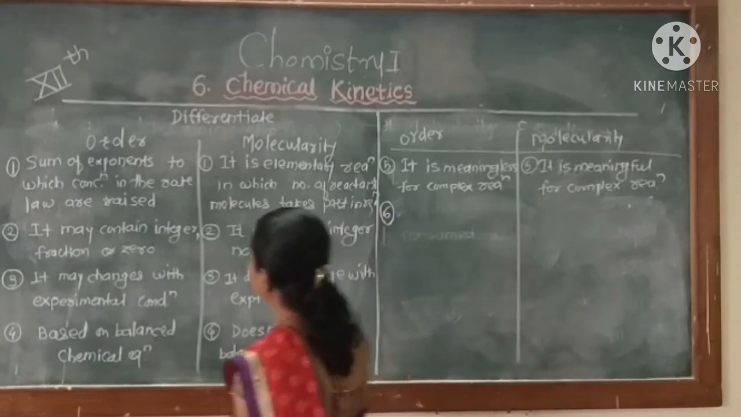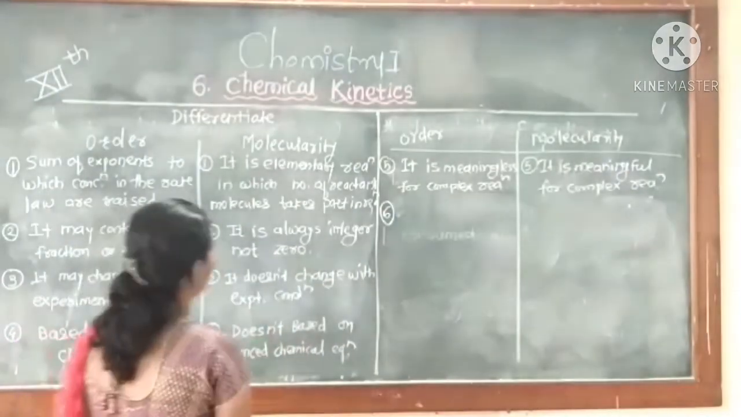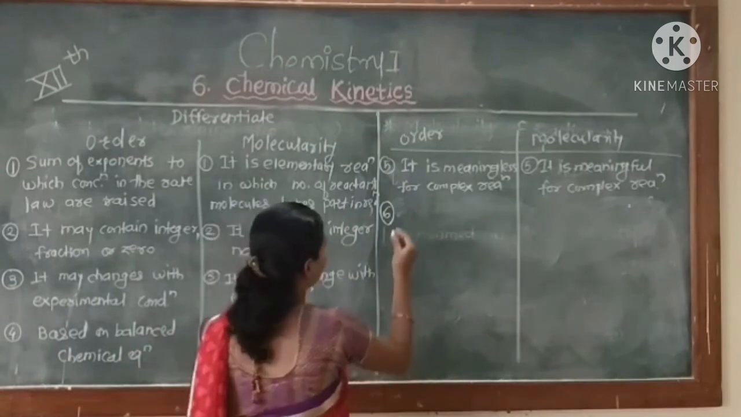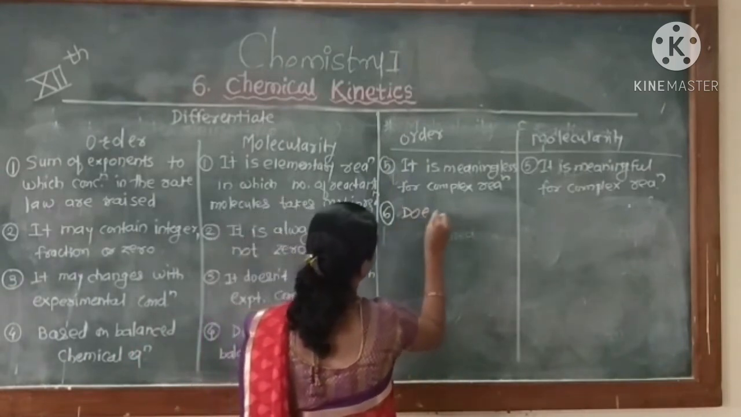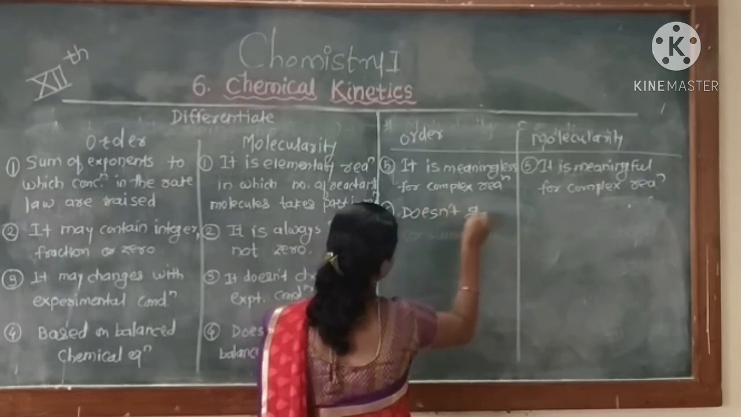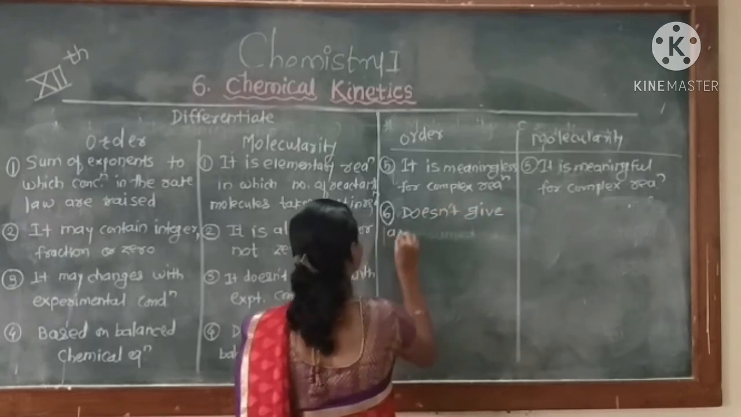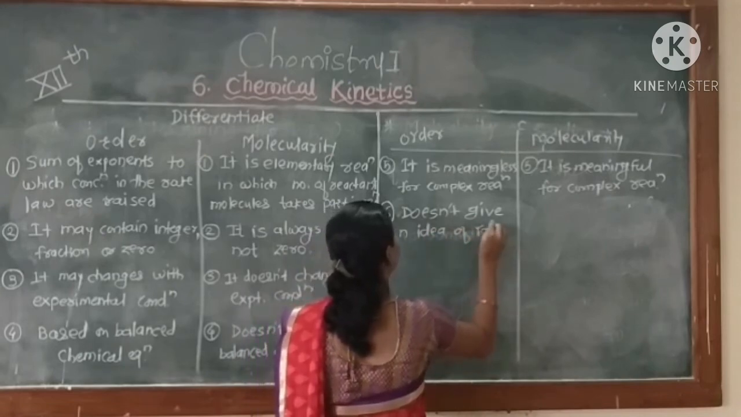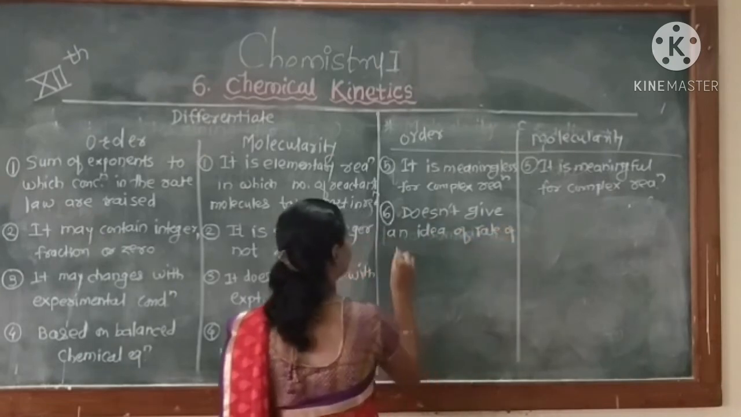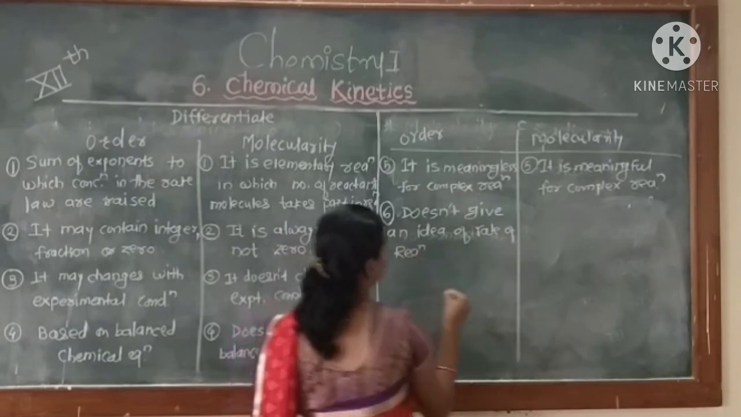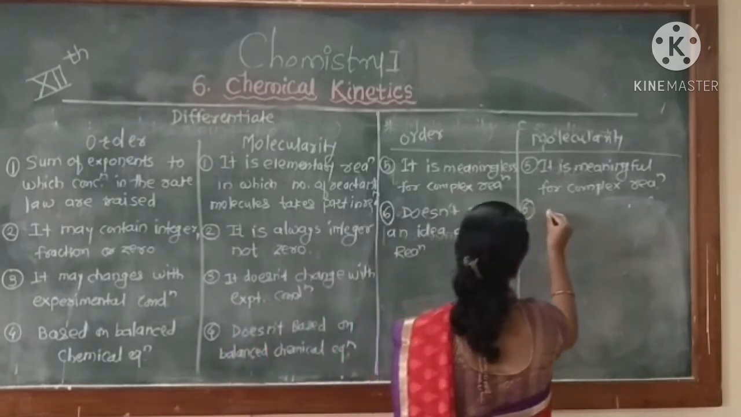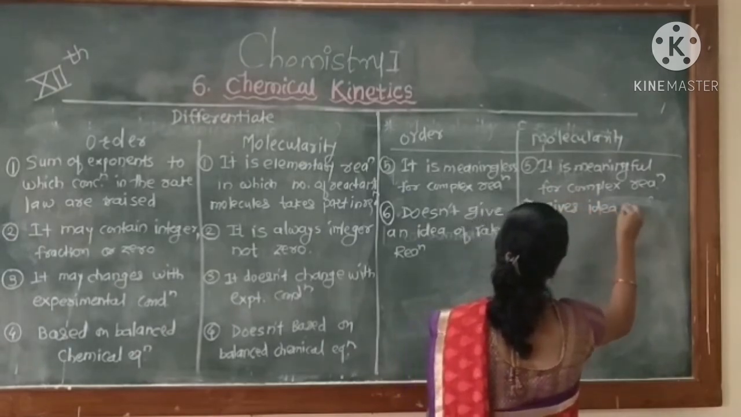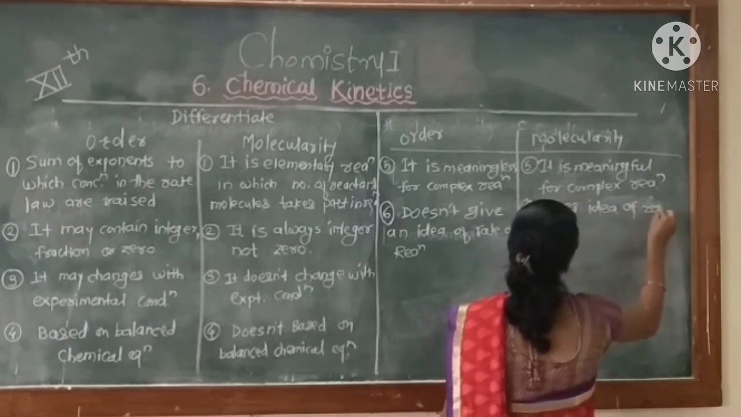The sixth point: the order of reaction does not give an idea of the rate of reaction, and molecularity gives an idea of the rate of reaction.